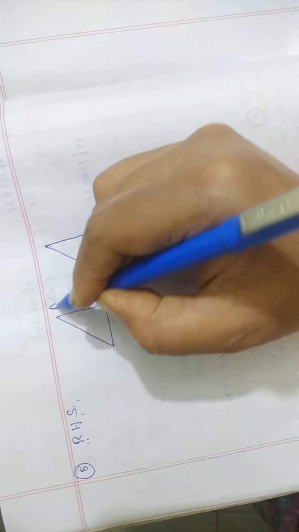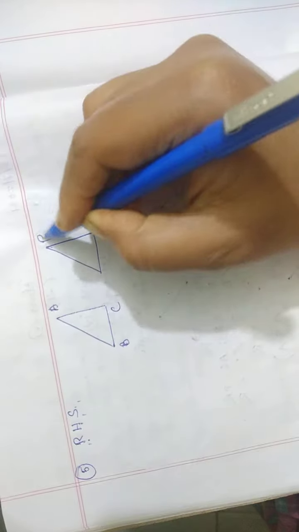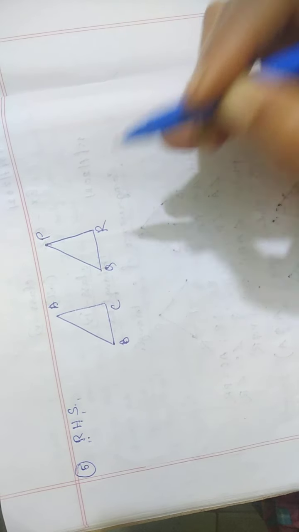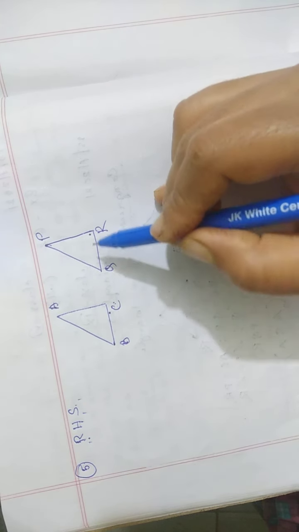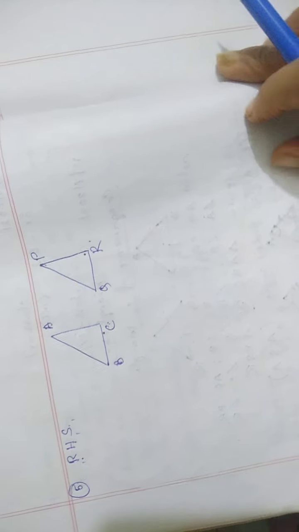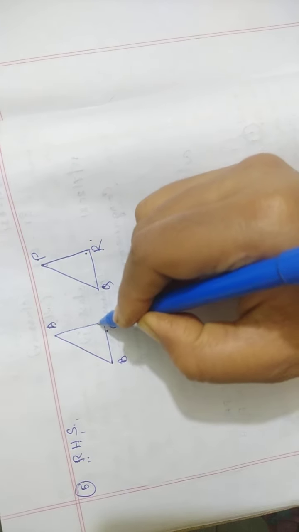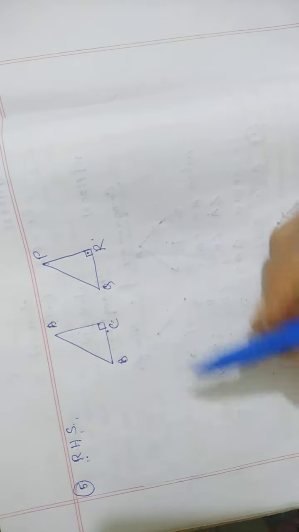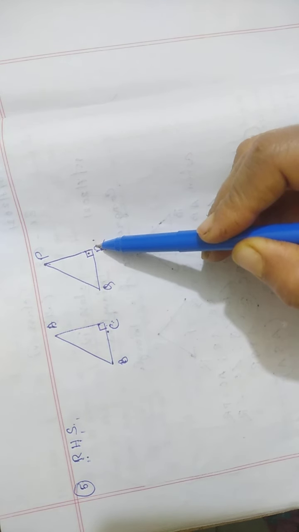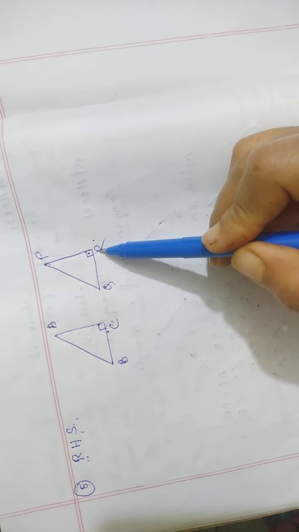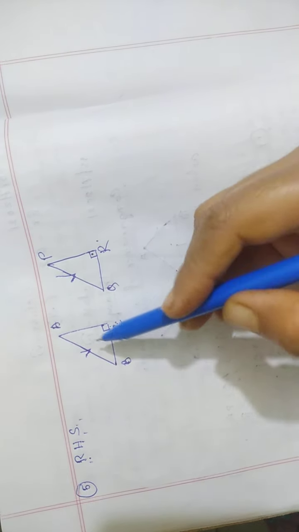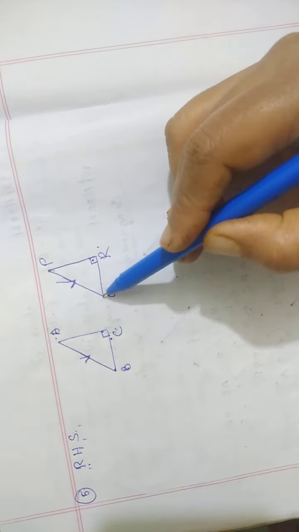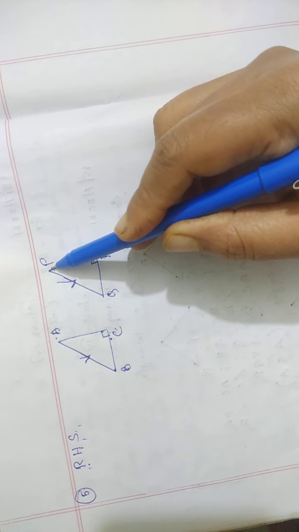Now see, this is a triangle and this is another triangle. Now from these two triangles, the triangle should be a right angle triangle, that means one angle should be 90 degrees. Say angle C and angle R. These two angles are 90 degrees. So which side is the hypotenuse? This side is the hypotenuse. Is it clear?